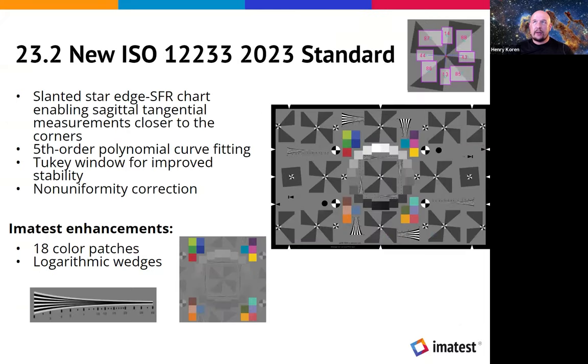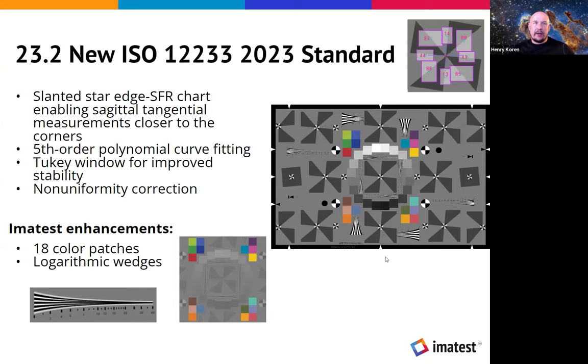And going on to the 23.2 release, which happened last October, we've added this new ISO 12233 2022 standard test target, which goes from the slanted squares to the slanted stars to double the number of slanted edge regions that are available for measurement. There's also a fifth order polynomial curve fitting, a Tukey window for improved stability, and a non-uniformity correction that, if you have a lot of light falloff and you haven't flat fielded your image, that non-uniformity can affect your accuracy depending on whether you go from light to dark or dark to light. So that correction is important if you haven't flat fielded your image.